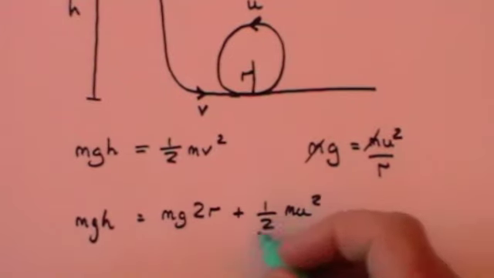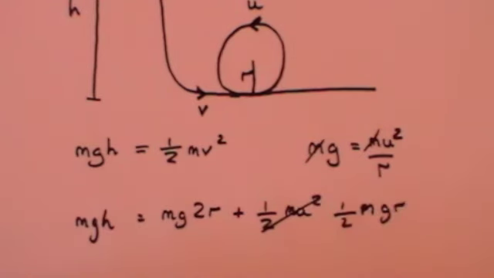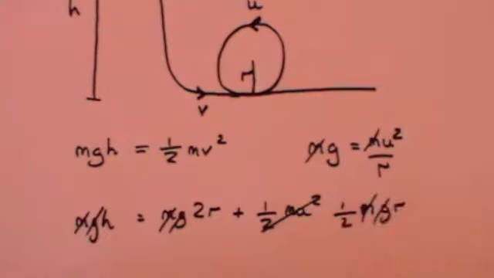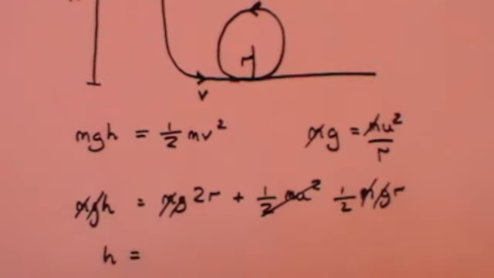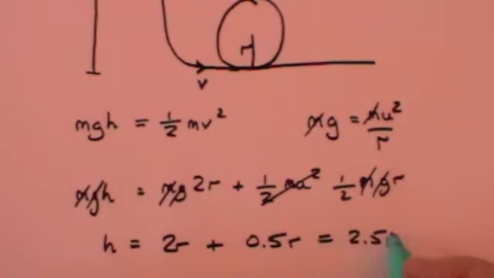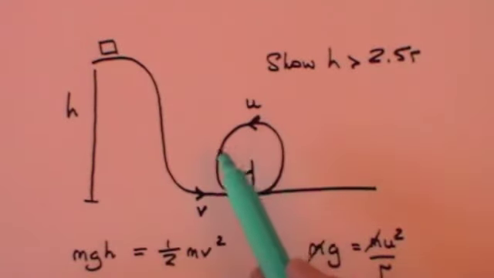So I can cross this out and put instead a half of m times g times r. And now you'll notice that mg cancels throughout. And we get that h is equal to 2r plus 0.5r, which is 2.5r. And so we've shown that h must be at least 2.5r if you want the little car to go round the loop without falling off.